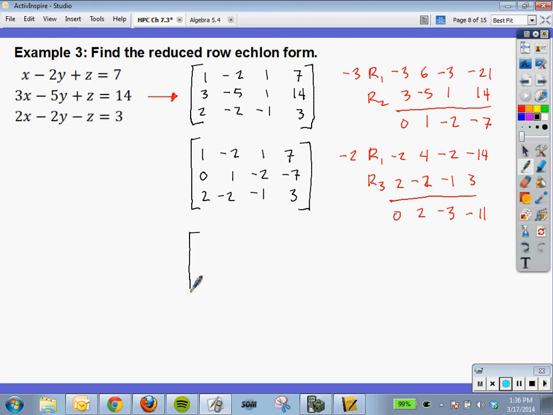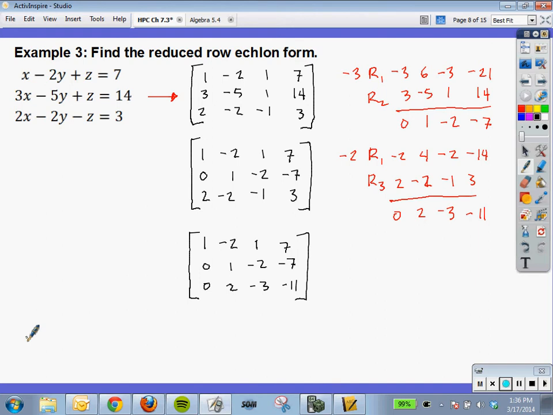So we are going to replace row 3 with the new resulting row. So we have row 1, and then row 2, and then row 3. Okay.